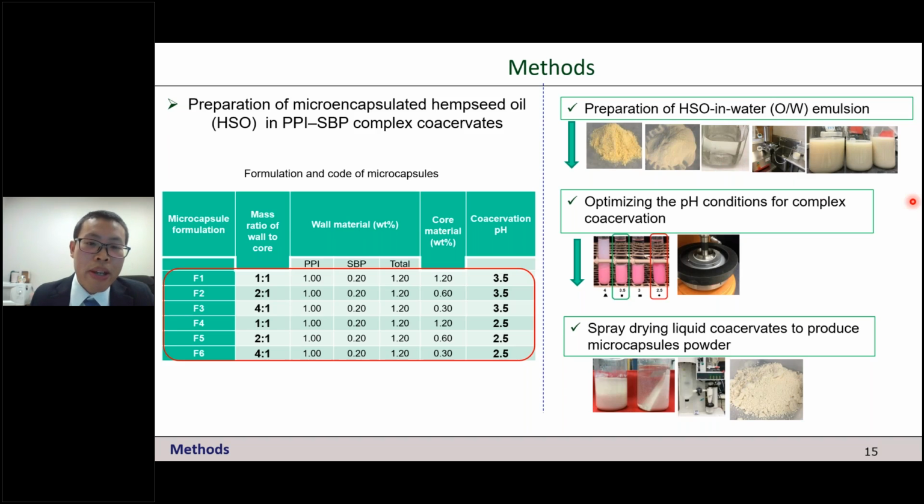First, we prepare HSO in water emulsion by blending oil with PPI and SBP stock solution, followed by homogenization. Then we reduce the emulsion pH to induce formation of complex coacervates. Finally, we converted liquid complex coacervates to microcapsule powder using a lab-scale spray dryer.